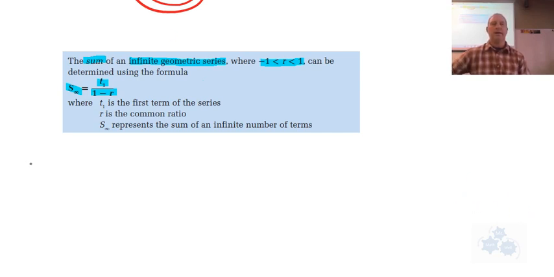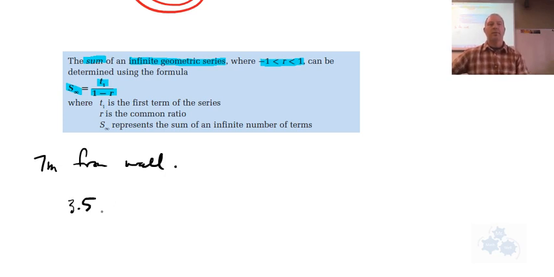So, let's take my example. I am 7 meters from the wall, okay? Now, let's say that I'm picking it up at 3.5 meters. So my first distance was 3.5 meters. That's half the distance to the wall. The second one was 1.75, and so on. The ratio is 1/2, isn't it? Term 1 is 3.5.